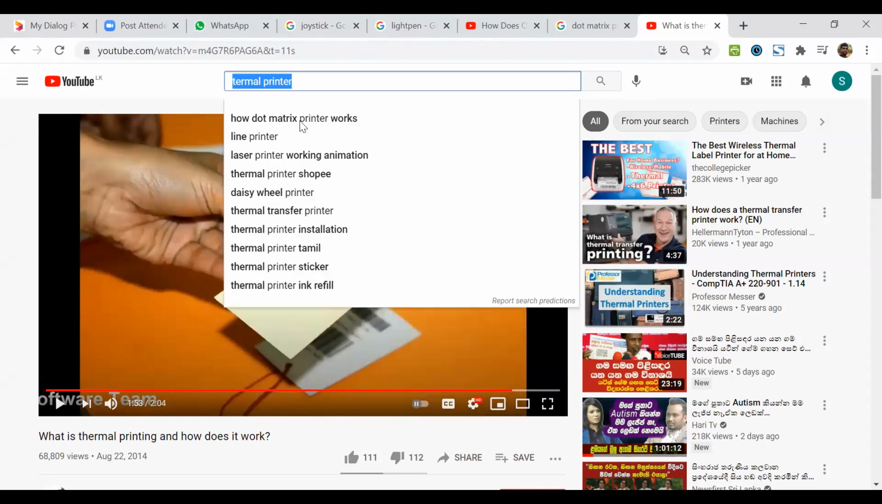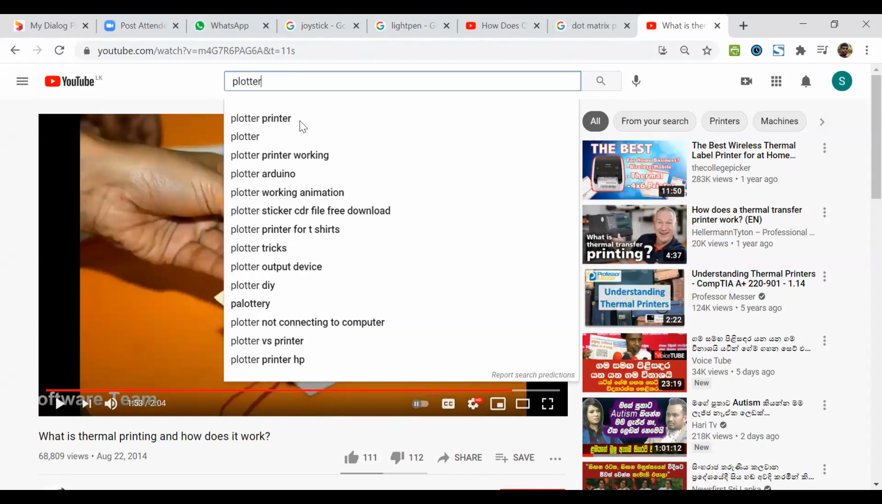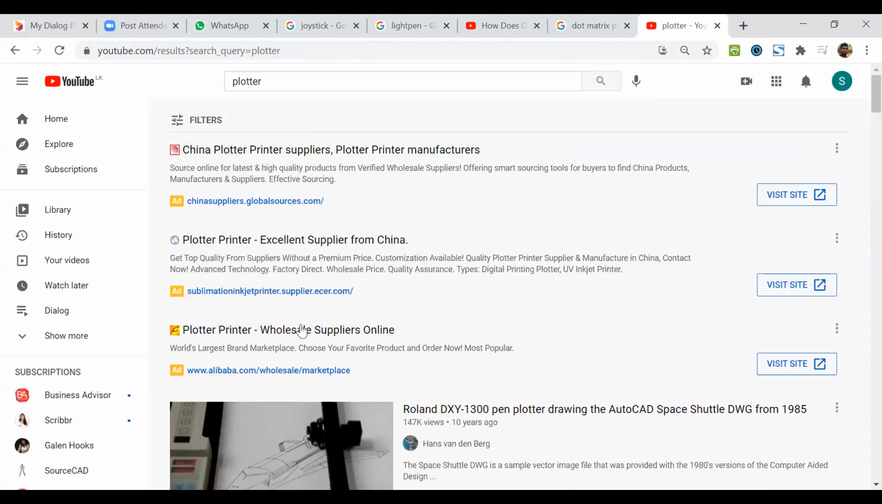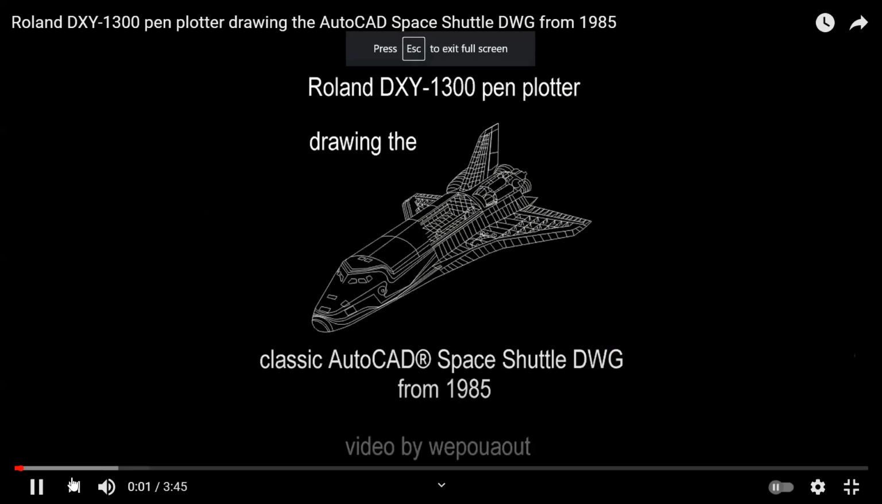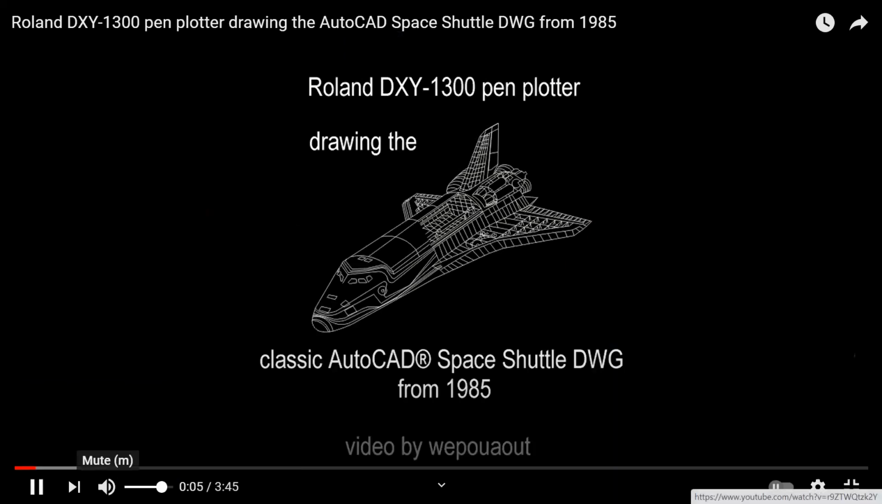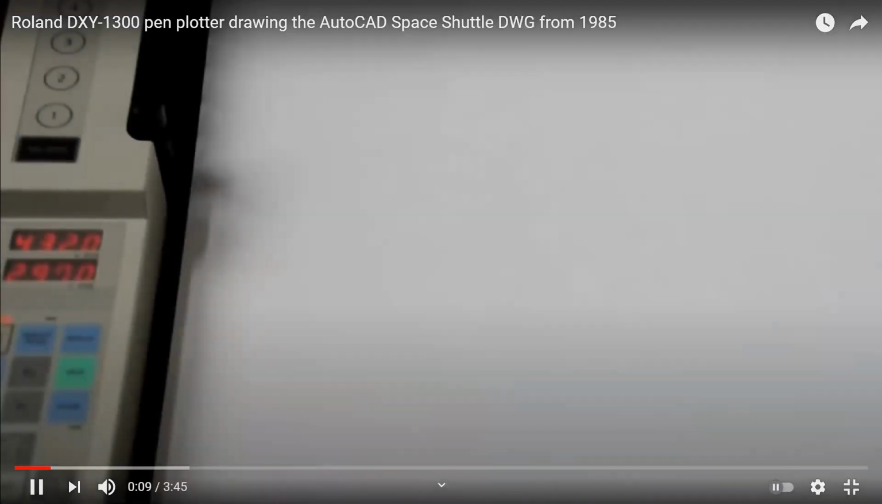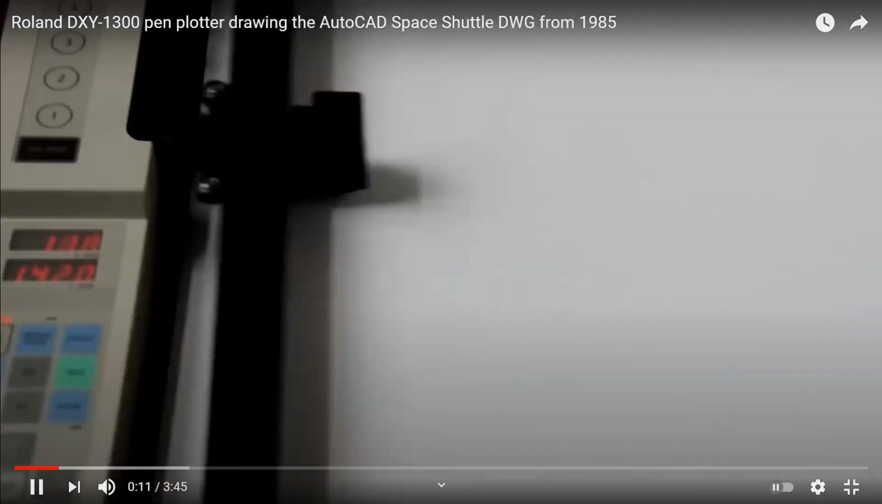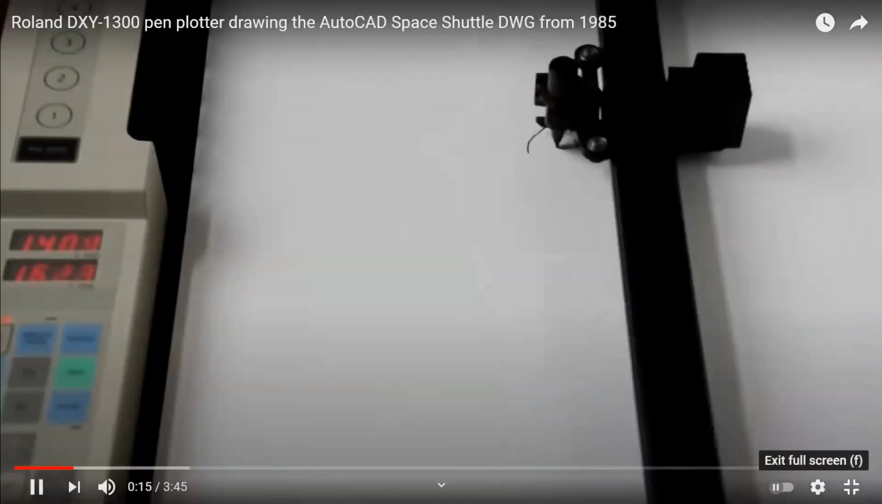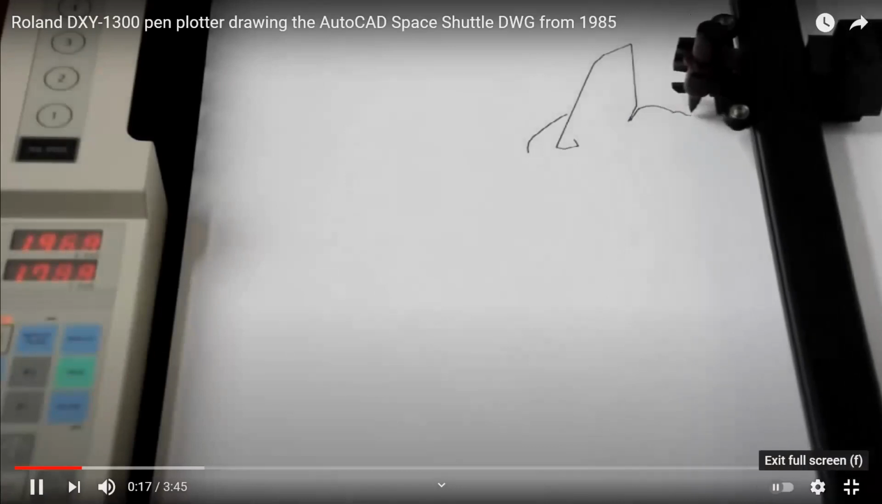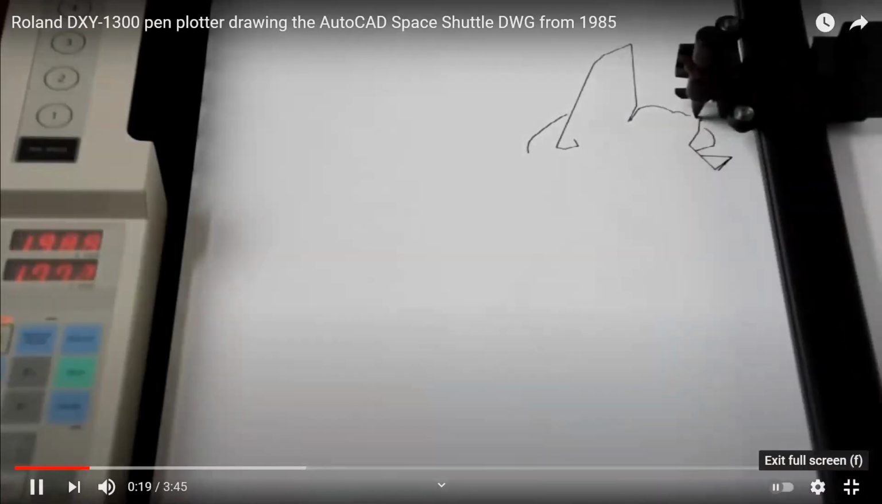And finally, we have plotters. Especially for drawings, we will use plotters.